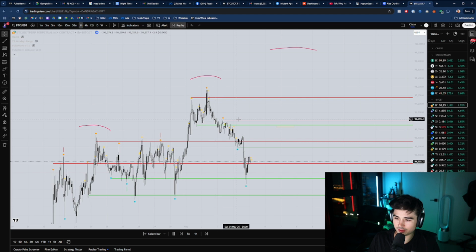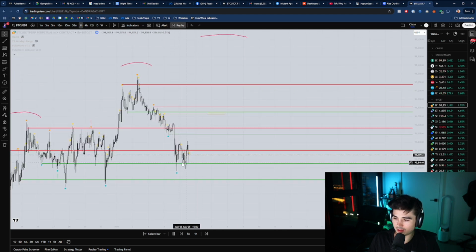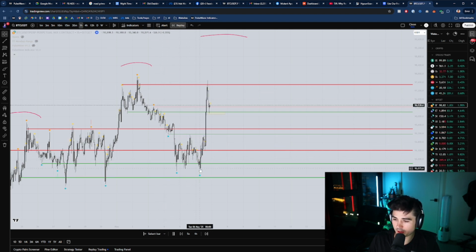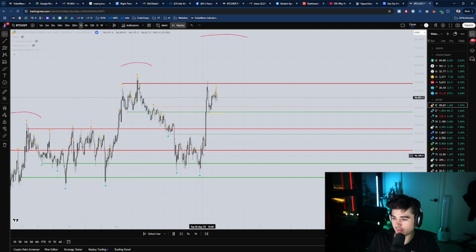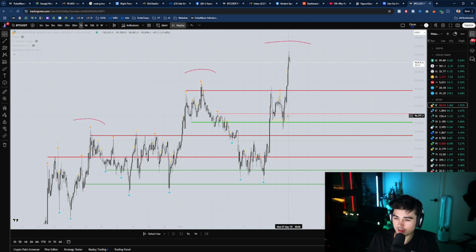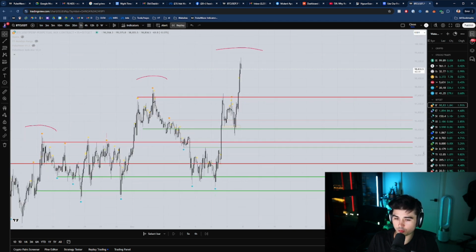It's dumping down, dumping down, dumping down. This is a green area, right? This is a support. So we were looking for the supports for entries. It's holding the support. It wicked out. It didn't go below this support. And this is where I entered basically, right? And then we've never really gone back. We went back down. We retested this new support that formed.